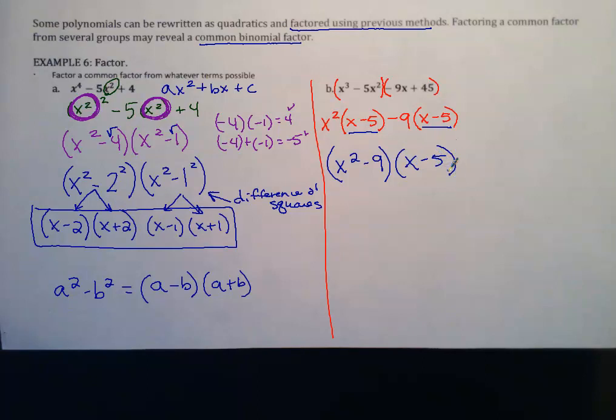Looking at this, I can't factor anything else out of x minus 5. It's down to a term of x and a term of 5. How about the x squared minus 9? Can I do anything with it?